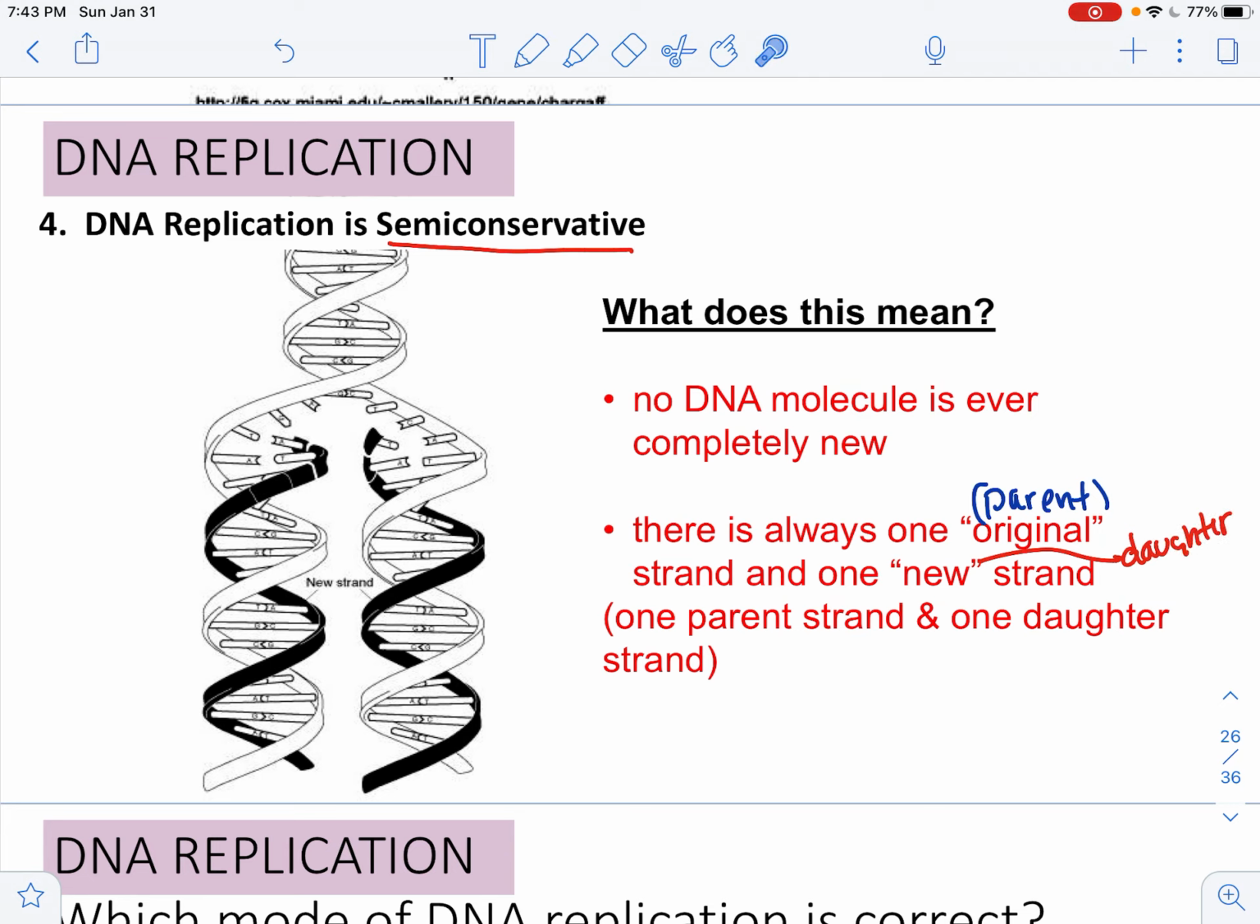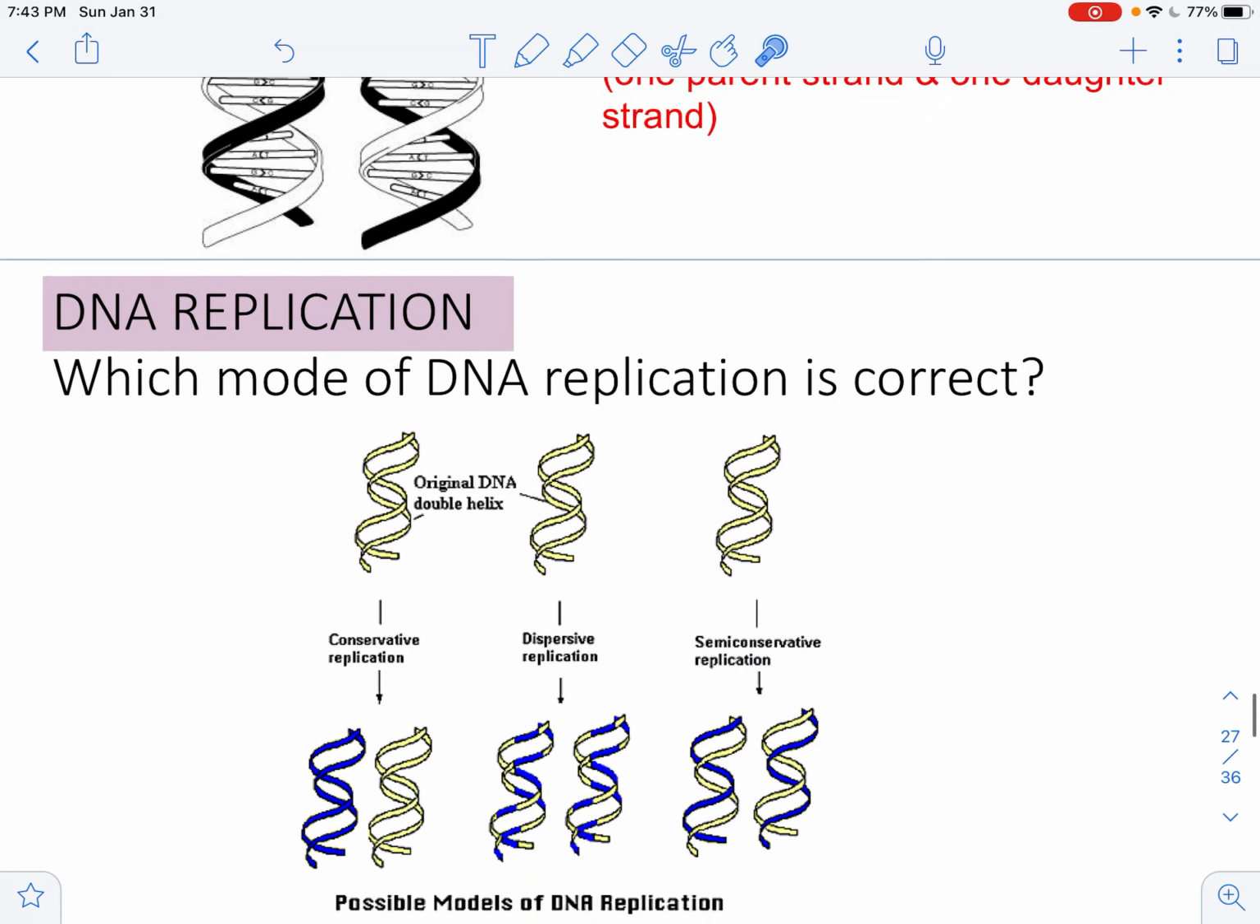Okay, so you can see here in this picture, if the two white strands were your original, we opened it up and copied it, the two molecules you're going to get each have one original side of the double helix and one new side. Same thing with the other one. And that's what we call the semi-conservative model, which is what we believe to be the correct model.